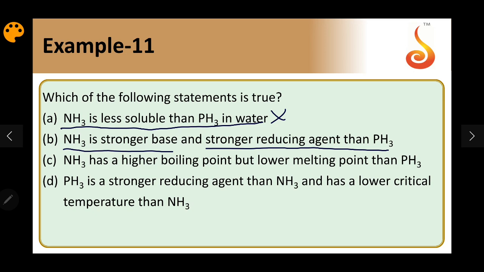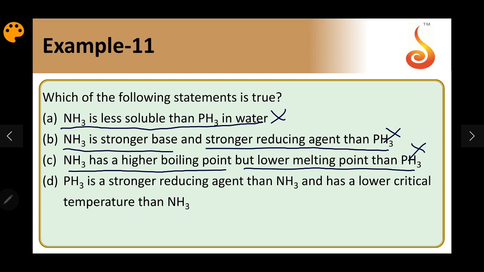NH3 is having higher boiling point but lower melting point than PH3. NH3 has a higher boiling point for sure and also a higher melting point, because ammonia is going to have hydrogen bonding among themselves. Intermolecular hydrogen bonding will elevate the boiling point, and the melting point is also going to be higher than PH3. So NH3 has a higher boiling point and higher melting point than PH3. So this is also a wrong statement.